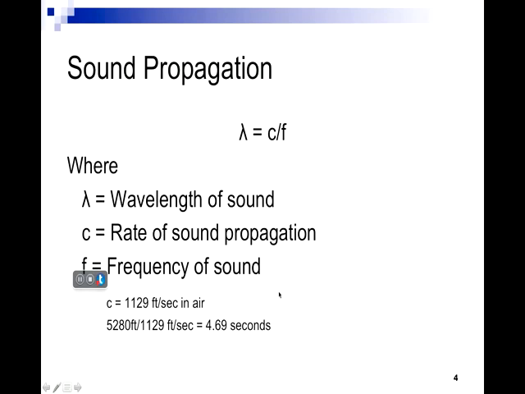Now there's a relationship in sound propagation. The relationship of lambda is equal to c divided by f. That tells you the relationship between the wavelength of the sound, and this is going to be related to the rate of sound propagation c divided by the frequency of the sound f. And you can use this to determine certain characteristics of the sound wave if you're familiar with how fast the sound travels in different medium.